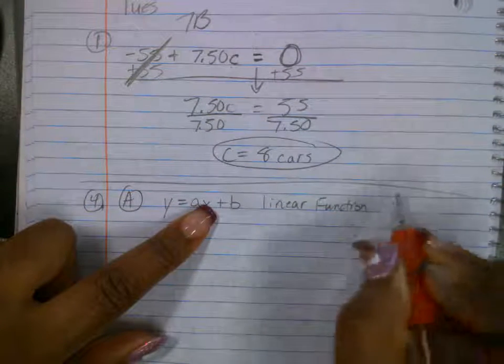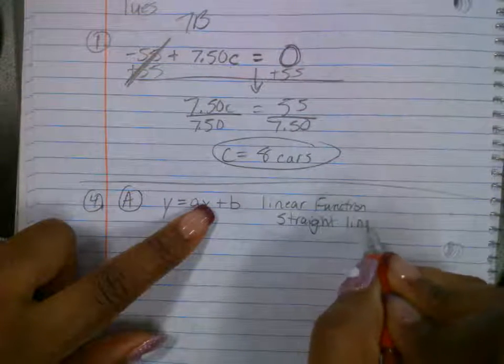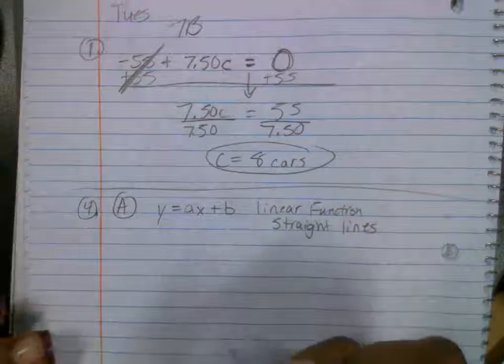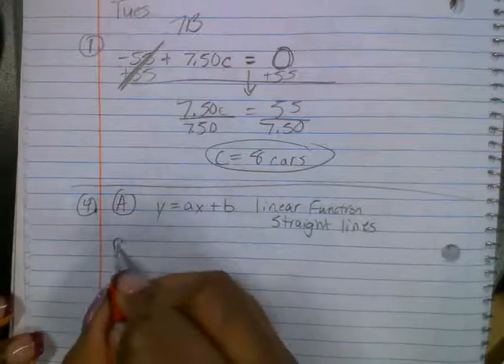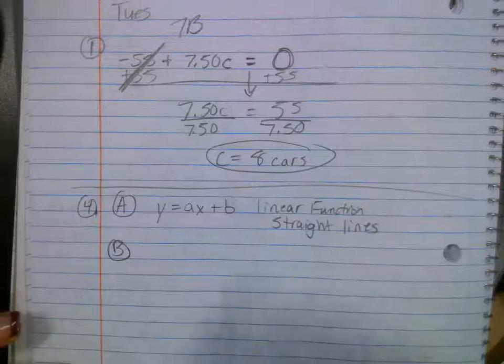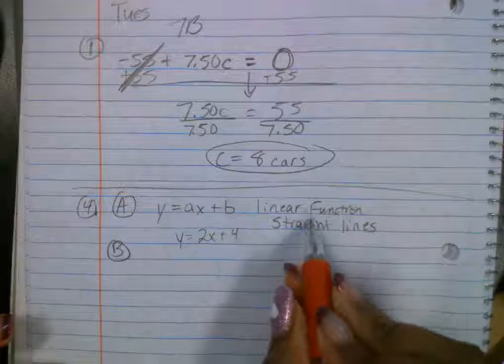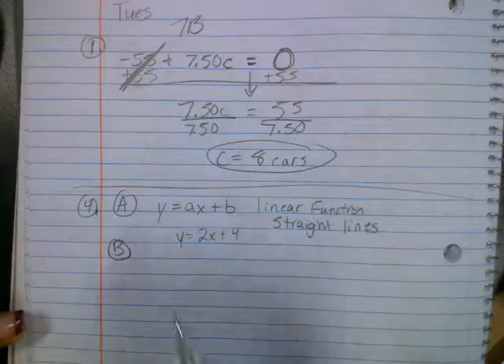Linear functions graph straight lines. So equations that look like this are going to graph straight lines. So you might see something like y is equal to 2x plus 4. This is a linear function. It's going to graph a straight line.